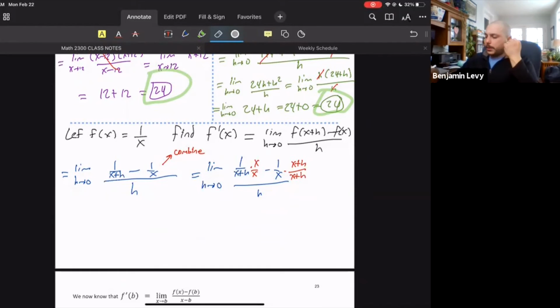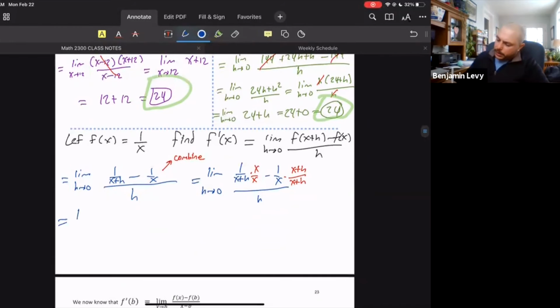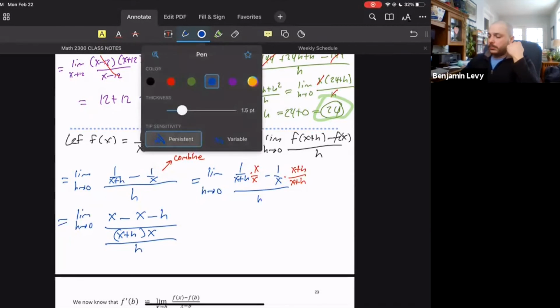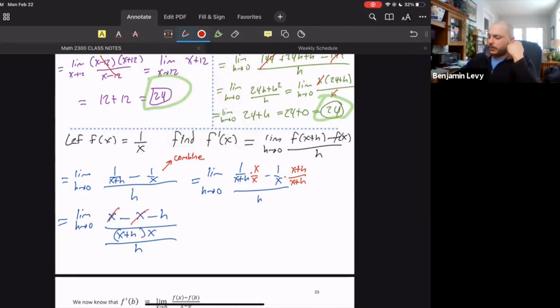All right, so let's just do some algebra. I'll write the next step down, but I was hoping to let you guys think about the algebra on this one because it's some good fraction stuff to think about. So when we combine those things, we'll get x minus h on the top. We'll get x plus h times x on the bottom, and we still have the h. And so the x's cancel. That's not the confusing part.